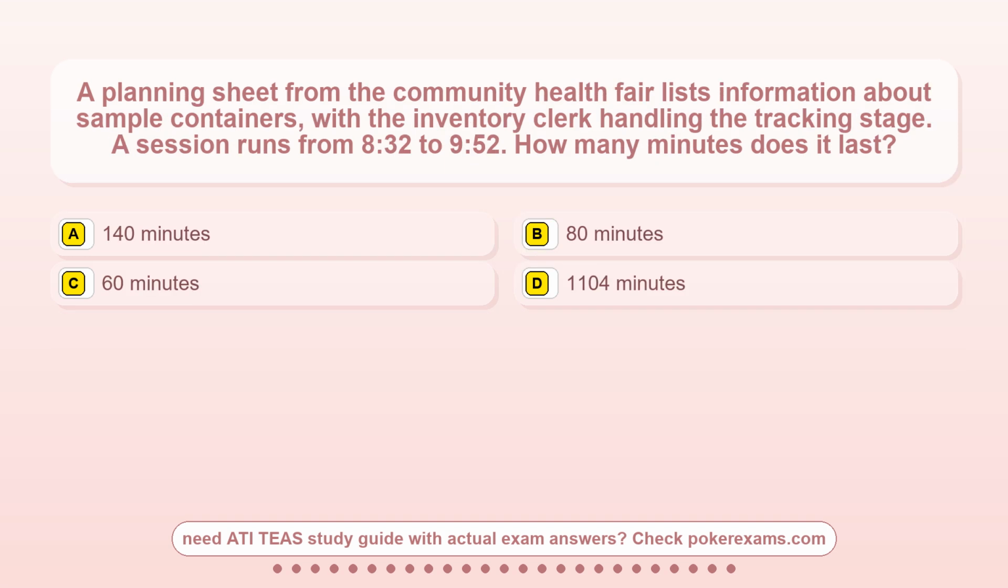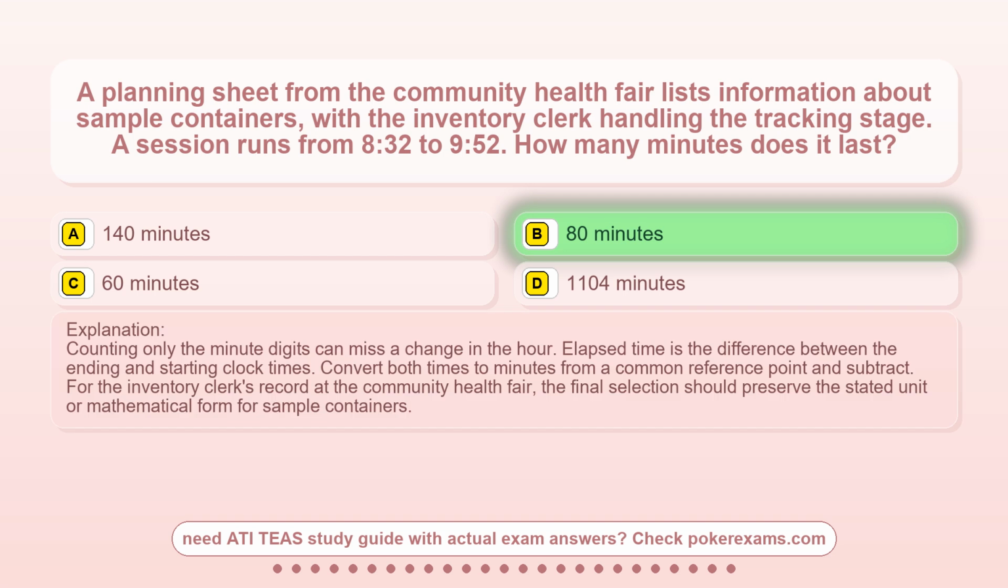Question 3. A planning sheet from the community health fair lists information about sample containers, with the inventory clerk handling the tracking stage. A session runs from 8:32 to 9:52. How many minutes does it last? Option A, 140 minutes. Option B, 80 minutes. Option C, 60 minutes. Option D, 1,104 minutes. The correct answer is option B, 80 minutes.